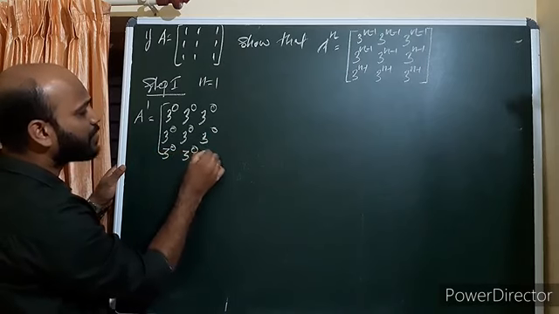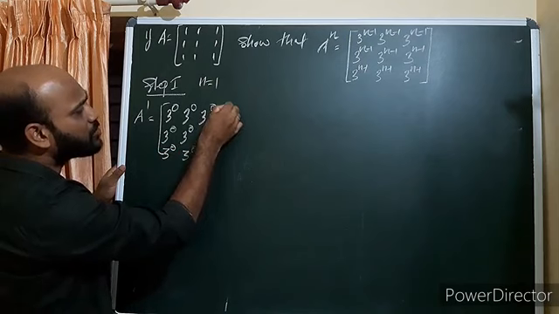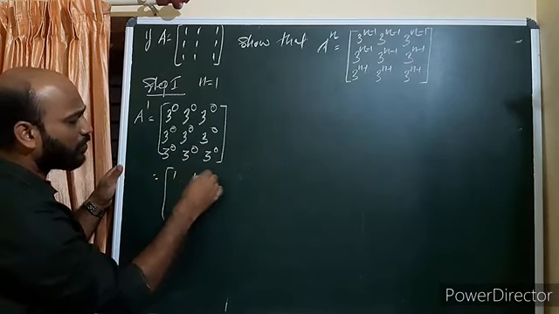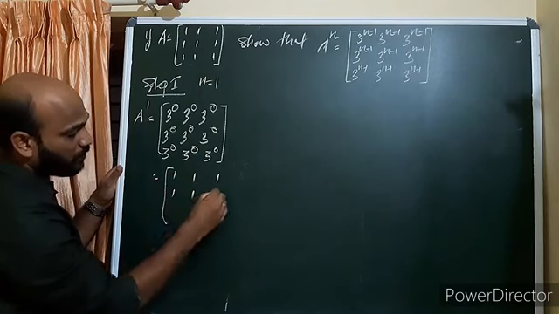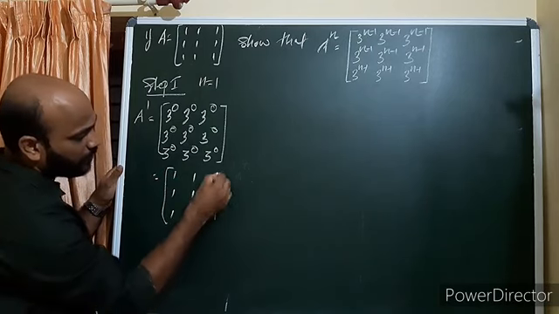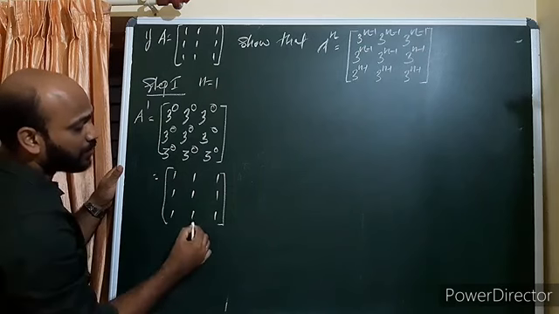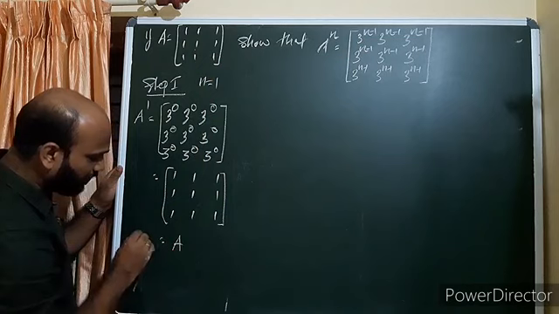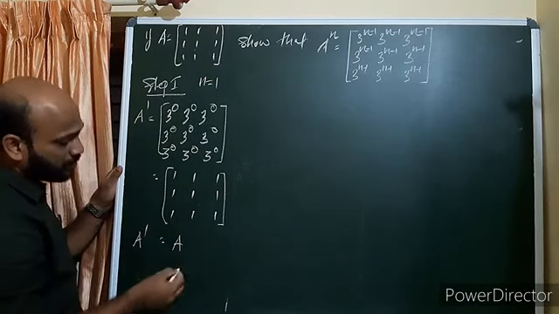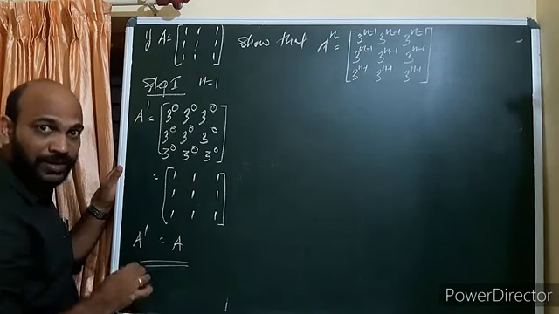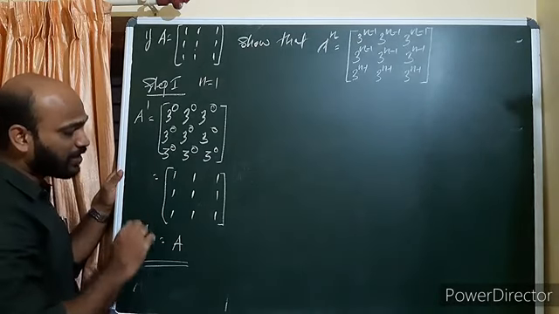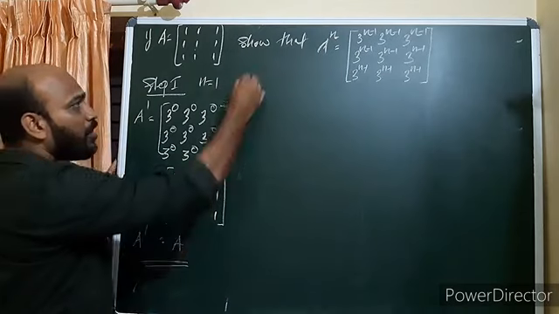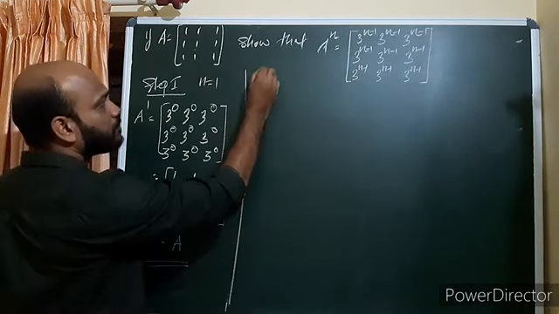Now what is 3 raised to 0? Any number raised to 0 equals 1. So this will be the matrix with all elements 1. Now what is this matrix? It is actually our A. So right hand side is A and left hand side is A raised to 1. A raised to 1 equals A. It is true. Therefore, the result is true when n equal to 1. So that is our step 1. Now you have to go for step 2.